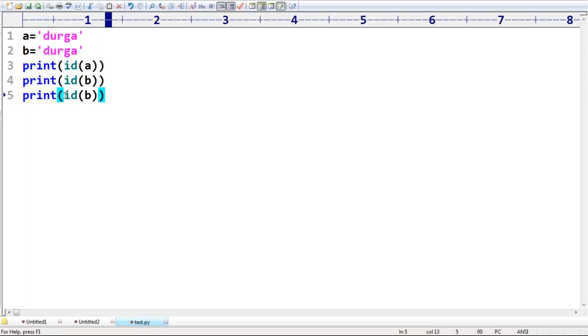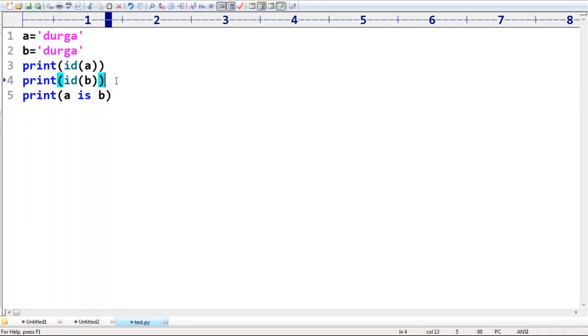Sir, now I'm checking whether A is B or not. Can you please guide what output I will get if I run this code? A is B. What is the output I'm going to get? True, because in the case of strings, Python always reuses the existing object only.